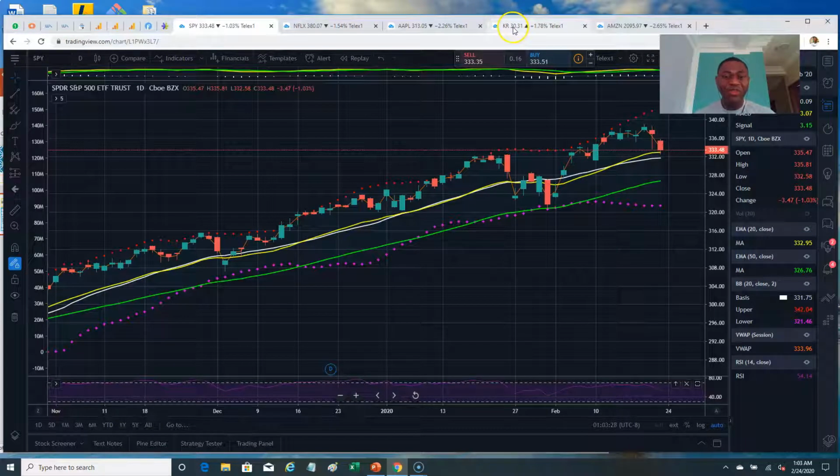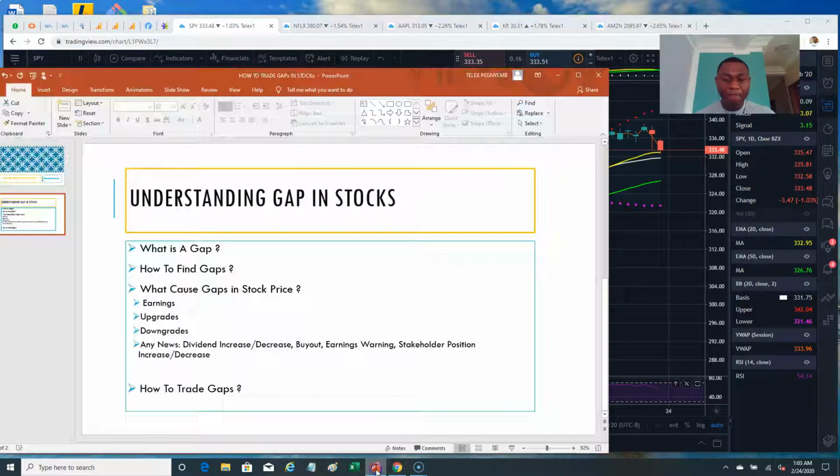Another reason for gaps, as we talked about, is earnings, upgrades, downgrades. I shared with you an example in a recent video on Micron stock where I scalped and made money on an upgrade. Downgrades work similarly. Some other instances of gapping are dividend increase, dividend decrease, and buyout. Obviously, in a buyout situation, a stock will gap up and stay at that level.